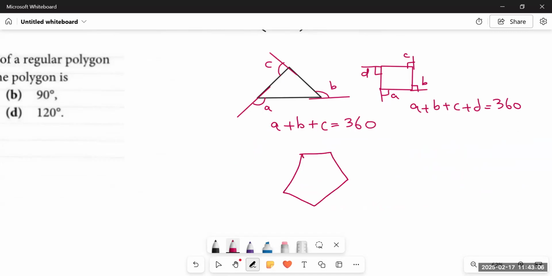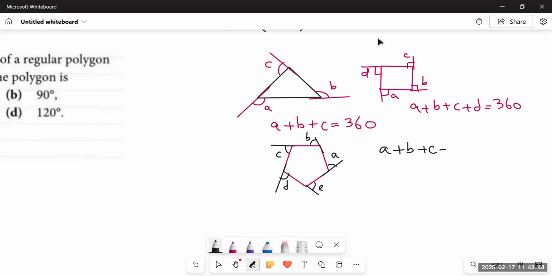Okay? It would always be like this. This is a pentagon. If we extend all of these sides like this, 1, 2, 3, 4, and 5. So you see, these are the 1, 2, 3, 4, 5. If we add these angles A, B, these are exterior angles we are talking about, okay? So if we add up all 5 exterior angles, the sum of the angles would be 360.